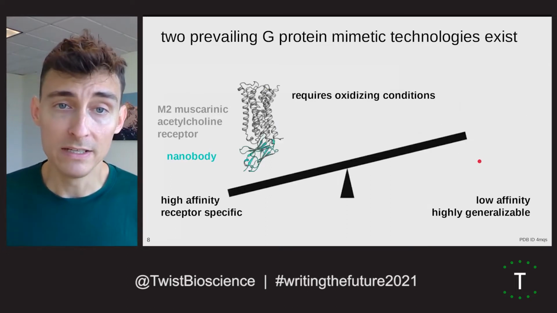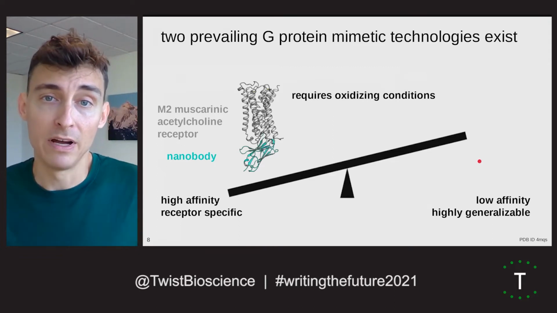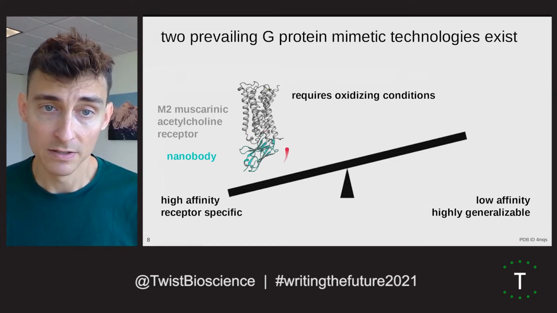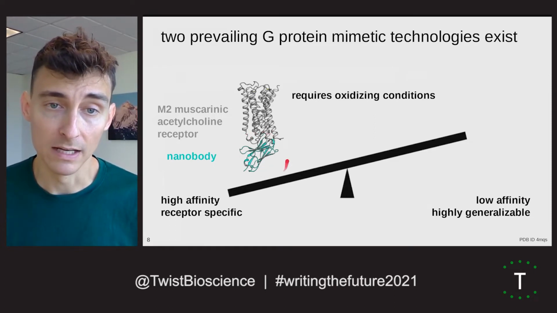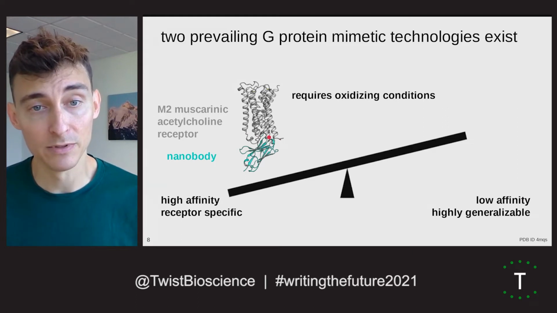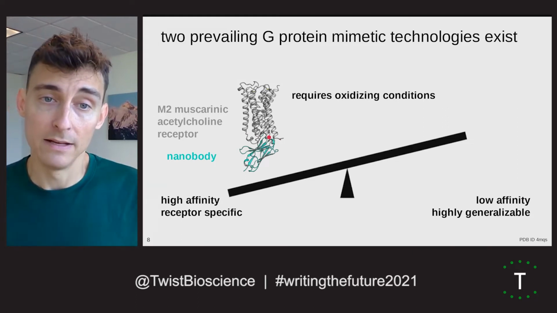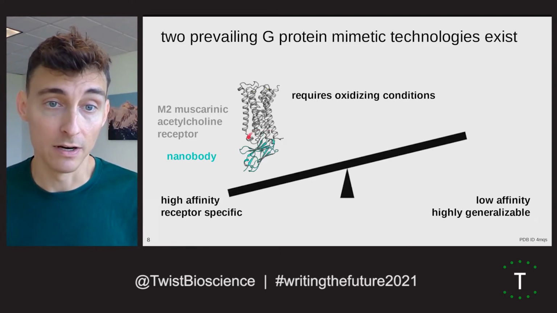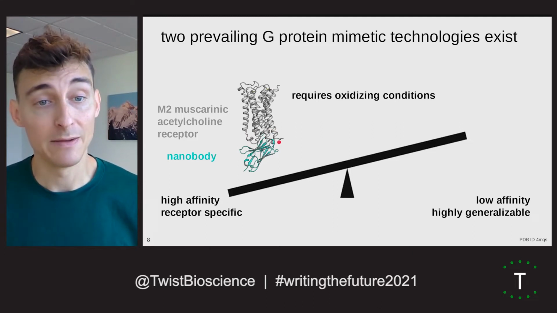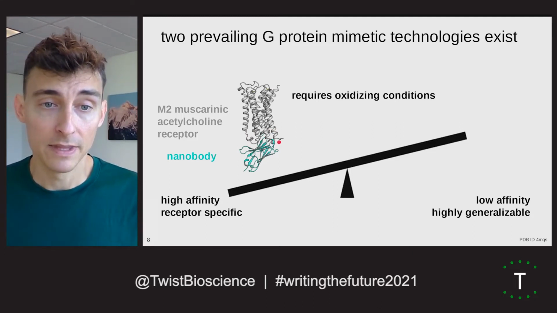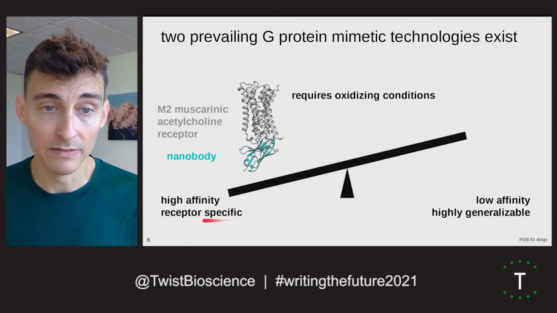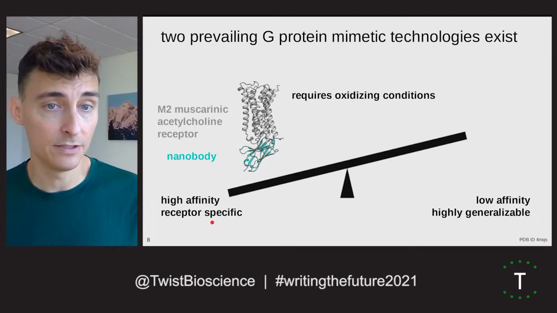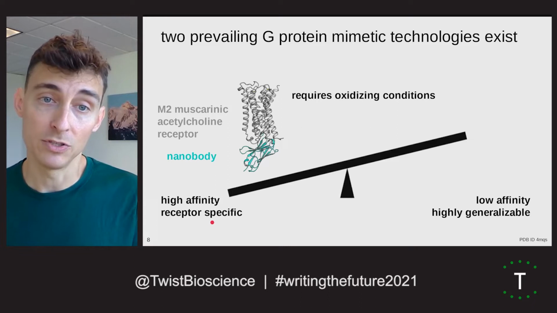So, we didn't invent G protein mimetics. This concept has been around for a while. And there's really two prevailing technologies. The first one is nanobodies. These are single chain IG domains from camels and alpacas. Nanobodies are really great, and it's possible to make them bind selectively to the active state of a GPCR at the intracellular surface. They can be really high affinity, and they also tend to be highly specific to a given receptor. So this is great if you want to have the precision to dissect the mechanism of a specific GPCR.